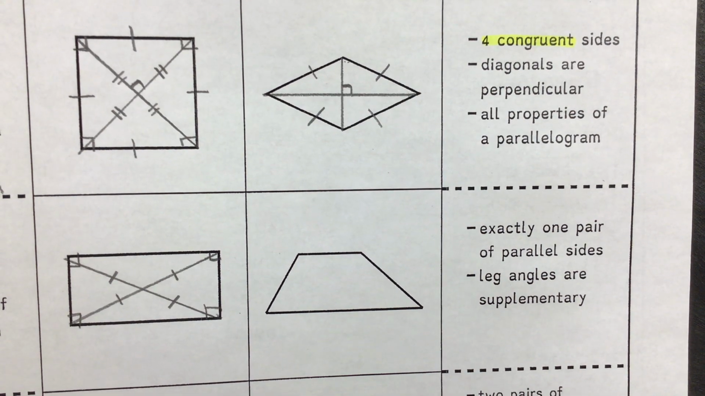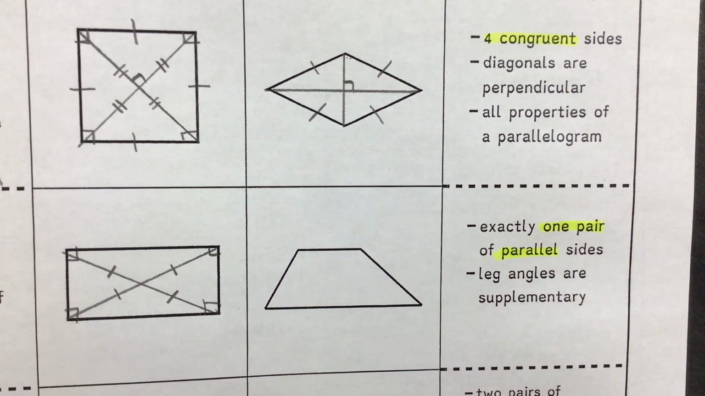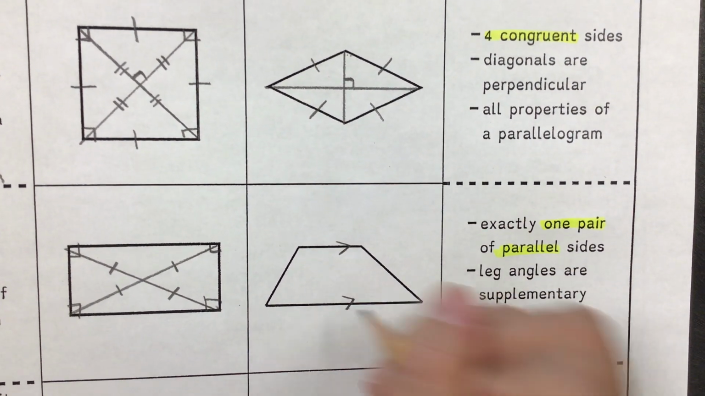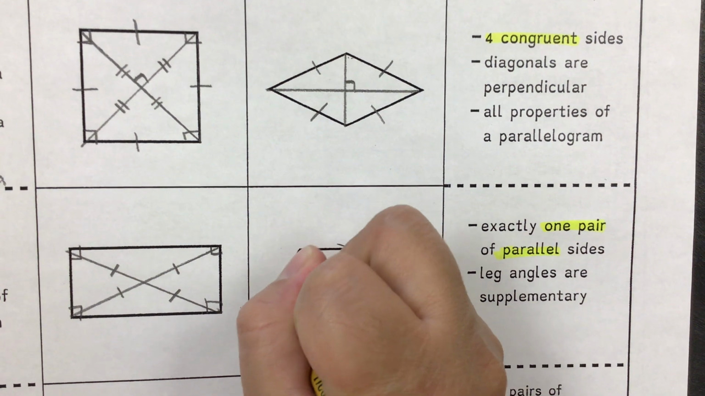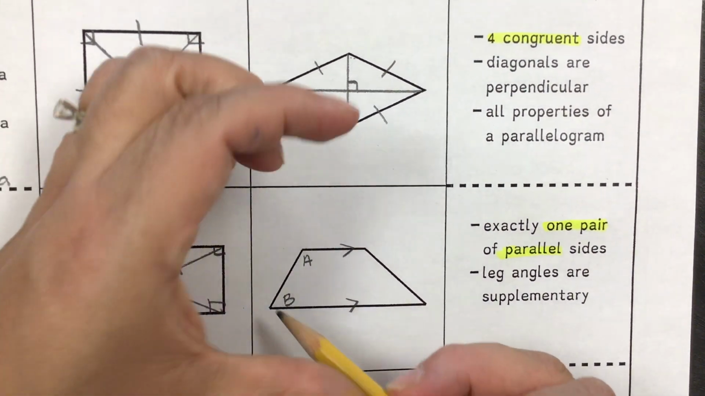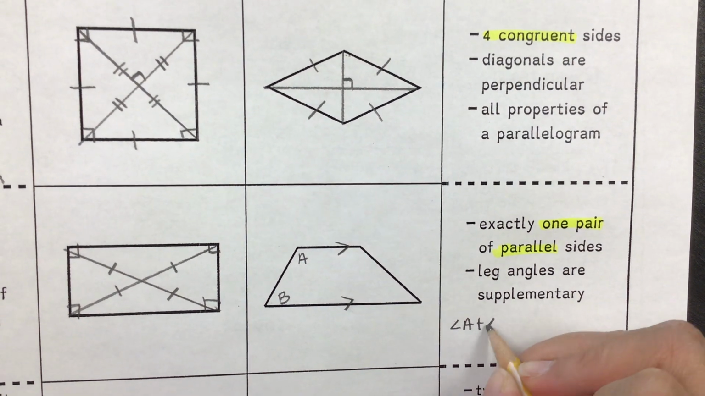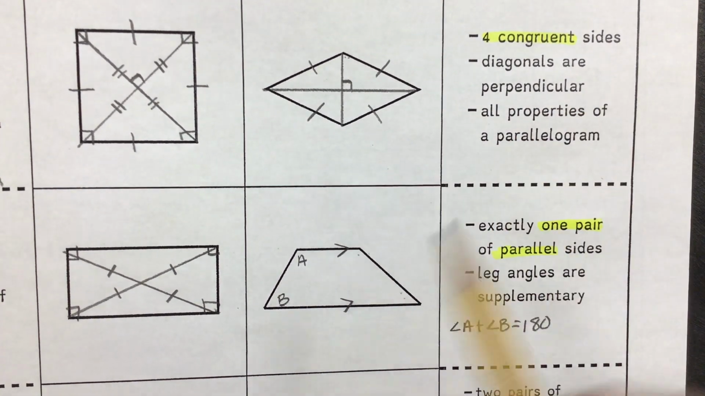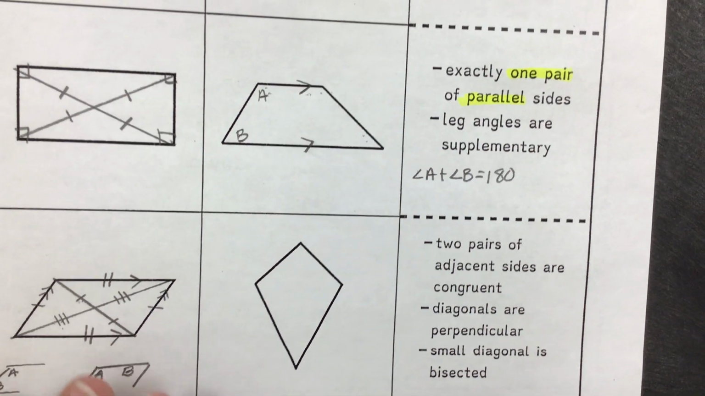This is a trapezoid. A trapezoid has only one pair of parallel sides. And that's what makes a trapezoid, that it only has one pair. And then it says the legs' angles are supplementary. What does that mean? That means that A plus B is equal to 180. Remember, these are parallel lines cut by a transversal, so that means that these are consecutive interior angles, and they equal 180. So I'm going to write here angle A plus angle B is equal to 180. It works if the A and B were here as well, but be careful, these do not equal 180.